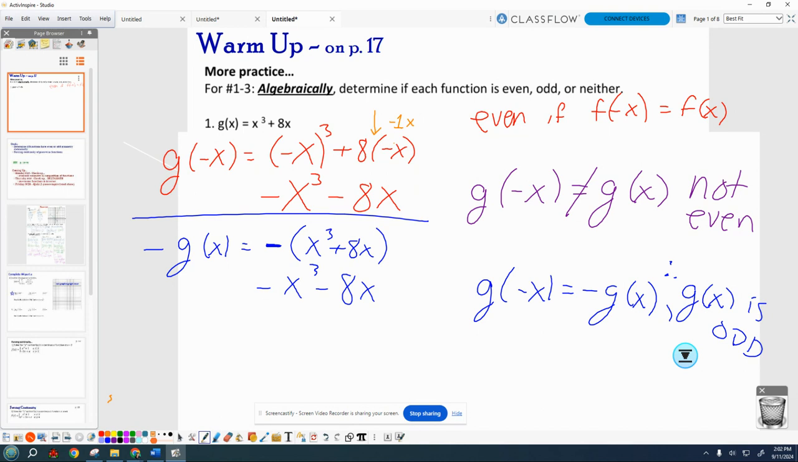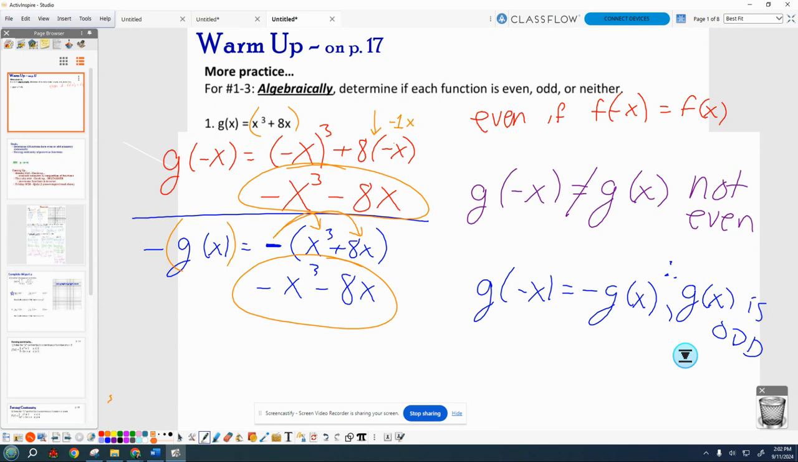Down here, when we're checking negative stuff, I need to take the negative and distribute it to each term. Negative 1 times x cubed is negative x cubed. Negative 1 times 8x becomes negative 8x. And again, Nora said this guy is exactly the same thing, so it's odd.